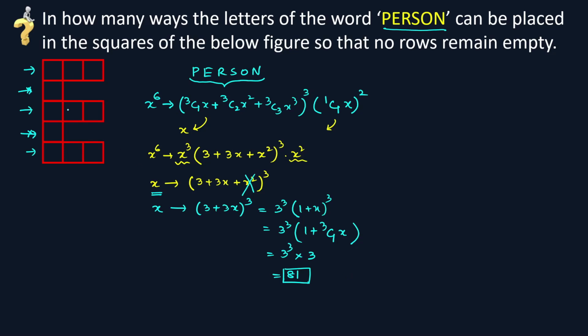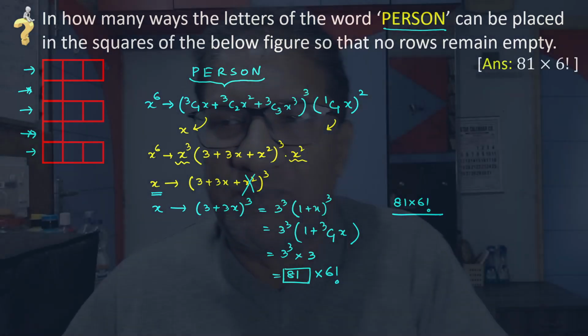81 number of ways are there in which all the alphabets P, E, R, S, O, N can be placed in this grid such that no grid remains empty. But in every case, as I told you in the beginning of the sum, for every such arrangement, the 6 alphabets P, E, R, S, O, N can arrange among themselves in factorial 6 different ways. Therefore, the total number of ways will be 81 into factorial 6. That will be your answer.